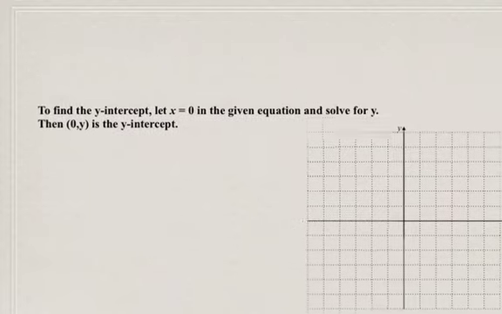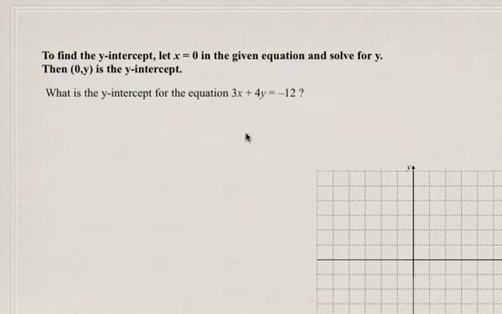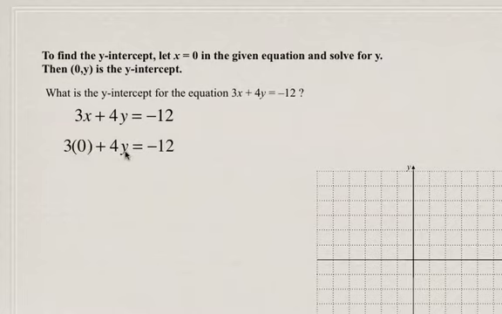So we'll take a look at an example here, and this one, we want to know what the y-intercept is for the equation 3x plus 4y equals negative 12. And first thing we're going to do is sub into our equation for x equals 0, because remember, the line is going to cross at a point where x is equal to 0. So when we sub in for x equals 0, we get 3 times 0 plus 4y equals negative 12. 3 times 0 is 0. And 0 plus 4y is just 4y.